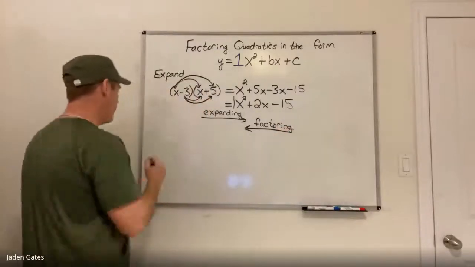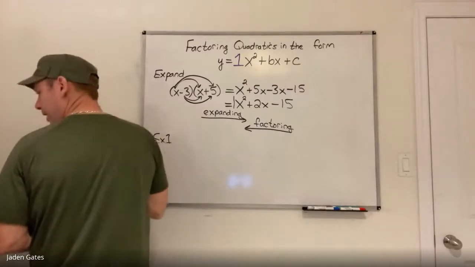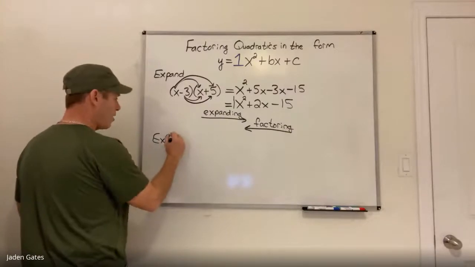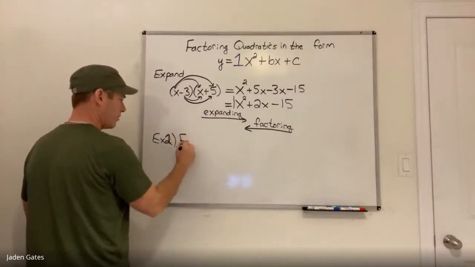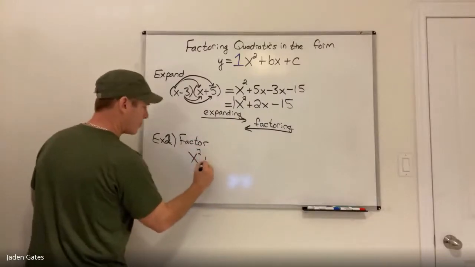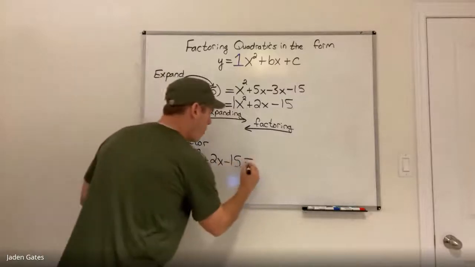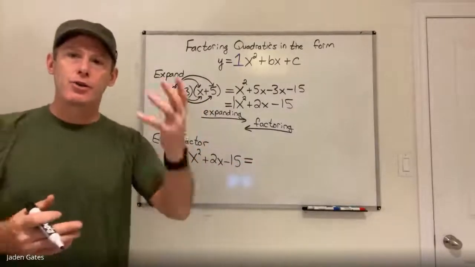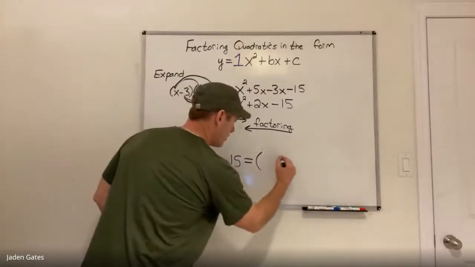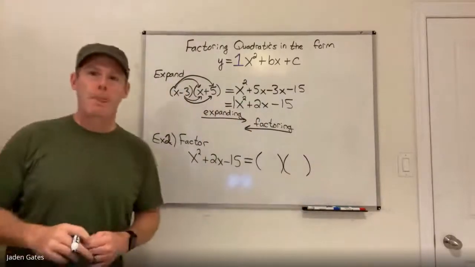All right, so for example, I think I put it as example 2. I'm going to factor x squared plus 2x minus 15. When I factor it, when I undo the expanding, it's going to look like this. Now the question is, how do I get there? Well, here's what we do.